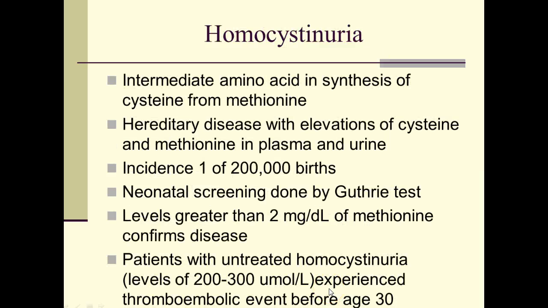Another one is Homocystinuria. This is an intermediate amino acid issue with the synthesis of cysteine from methionine. Here we see we can do a Guthrie test as well, but usually the big kicker that you have to know with homocystinuria, if you have too much homocysteine, you can have a thromboembolic event like a stroke or a heart attack before age 30. So they do end up with some blood clotting issues and can have throat clots. So that is what you want to know with the homocystinuria.